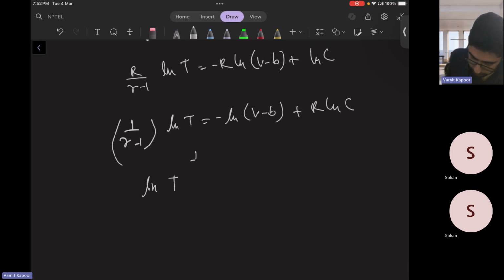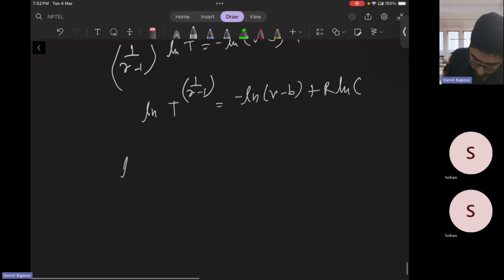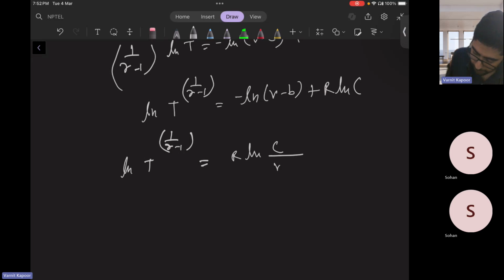So ln of T to the power of 1 by gamma minus 1 is equal to negative of ln of (V minus b) plus R ln C. It can be written as ln of T to the power of 1 by gamma minus 1 equal to R ln C by (V minus b). Any doubts till here? If you have any doubts, please ask. Either you write R times ln of C, it's again a constant only, so there is no confusion. It can be written as capital C or whatever C you want. So it's again ln of C.